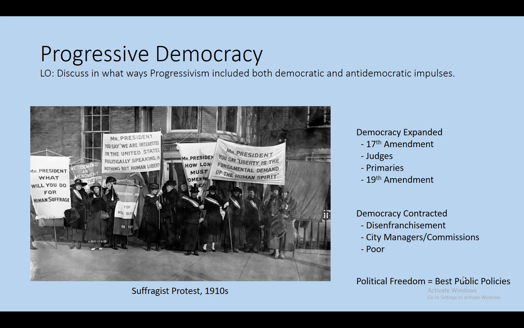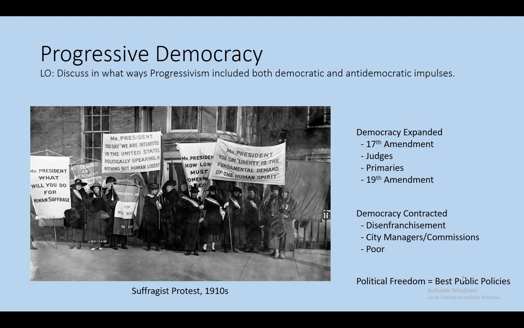But at the same time, democracy is also going to see numerous restrictions on participation during the Progressive era. The disenfranchisement of African Americans in the South is still going to continue. Remember what progressives did and what they didn't do, right? They're very, very concerned about the abuses of capitalism. They're less concerned about this idea of racial justice, right? They really are not interested in the plight of African Americans in the South. And so their systematic disenfranchisement will continue.